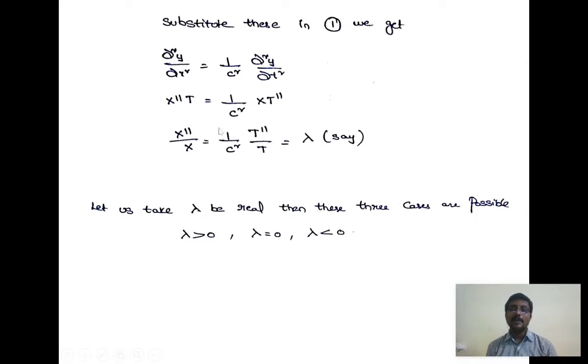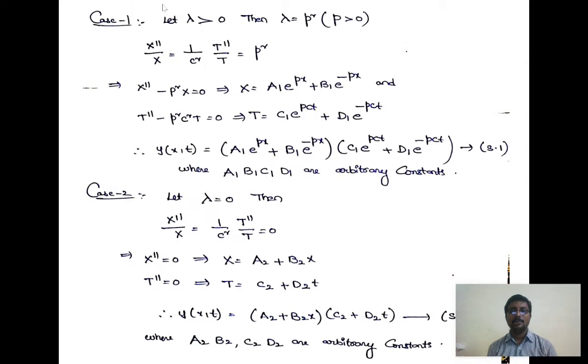Now on separating variables, the equation is equated to a constant, say lambda. So here lambda is a constant. Now three possible cases arise: lambda positive, lambda greater than 0; lambda equal to 0; and lambda negative, that is lambda less than 0. Now case 1, lambda positive.